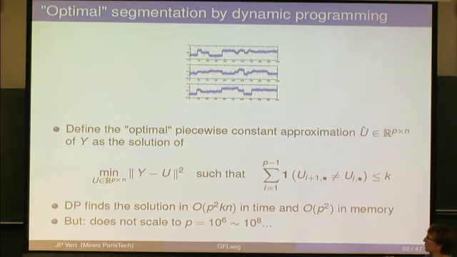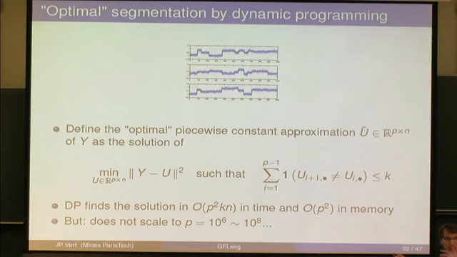We know that this can be solved efficiently by dynamic programming, but it still doesn't scale to very long signals. So we would like to find a fast method to solve that. Can we use the same trick as the fused lasso? Remember, in the fused lasso, we had k jumps, and we replaced the number of jumps by the L1 norm of the jumps. Here, the jumps are now multidimensional.